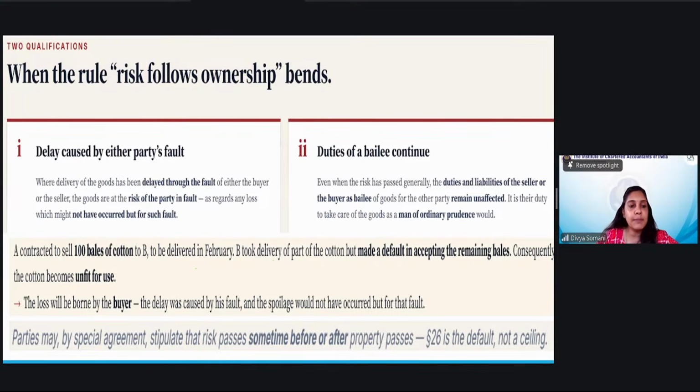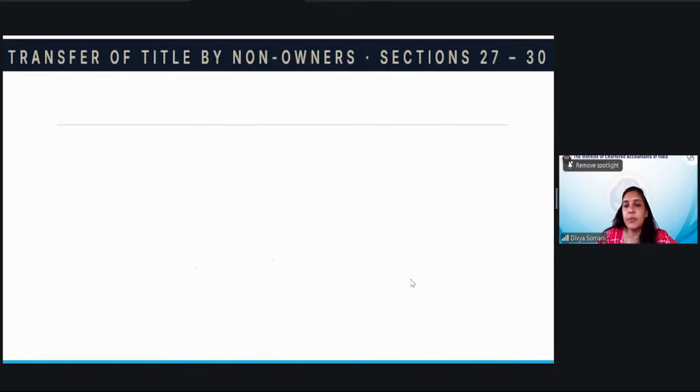It is mentioned here that parties may, by special agreement, stipulate that risk passes sometimes before or after the property passes. Section 26 is the default and not a ceiling. So if nothing is discussed between the parties at the time of making the contract, Section 26 will prevail. What is Section 26? It says that risk follows the ownership. But with express terms and conditions, you can mention who will be the owner and who will bear the loss in case of such circumstances. This can be discussed at the time of contract. So Section 26 can be surpassed if you have made a proper agreement with respect to that.